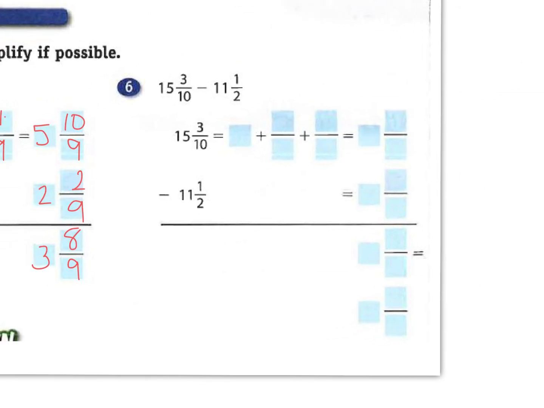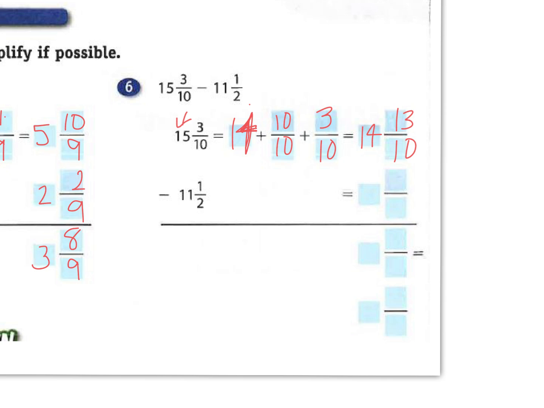All right, this one we got to do a little bit more changing, but that's okay. So we have 15 and 3/10. Well, we're going to take away 1 and make a 10/10 here, but we took away 1 from that 15. So we have 14 plus 10/10 is 15, and then we have 3/10. So now we have 14 and 13/10.